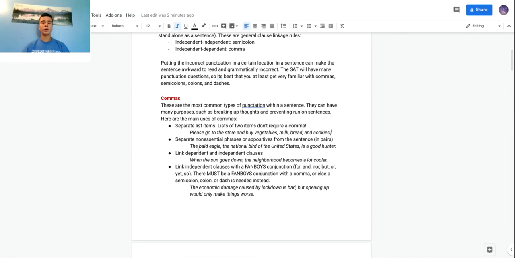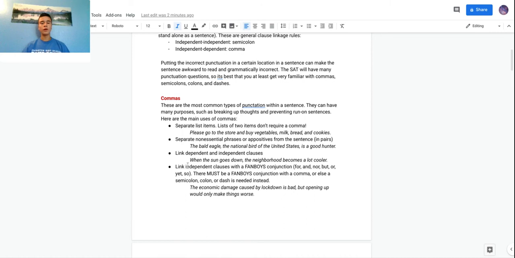Linking dependent and independent clauses is pretty straightforward. You just have to know which clause is which. Here it says, "When the sun goes down," which is not a complete sentence, so that's the dependent clause. And then "the neighborhood becomes a lot cooler" is the independent clause. They're linked right in the middle by that comma.